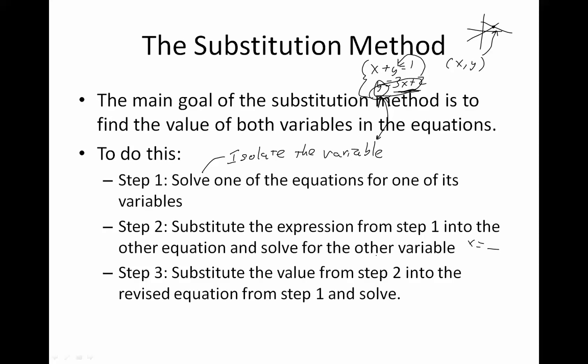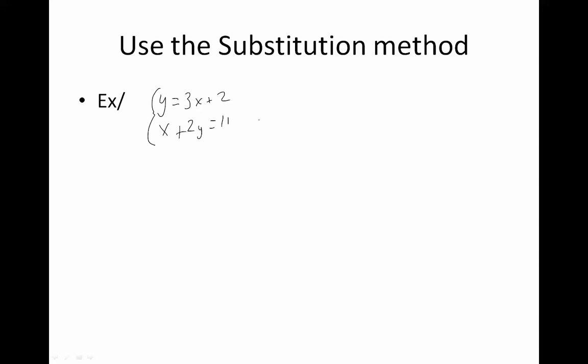So let's actually put those steps together so that you can see it in action. Here's our first example. Step 1 is to isolate the variable in one of the equations. That's actually done for us, right? Step 1 is done for us in this one, because if you look, this very first equation has been solved for. The y has been isolated. So step 1 is already complete. y equals 3x plus 2. We have isolated the variable.